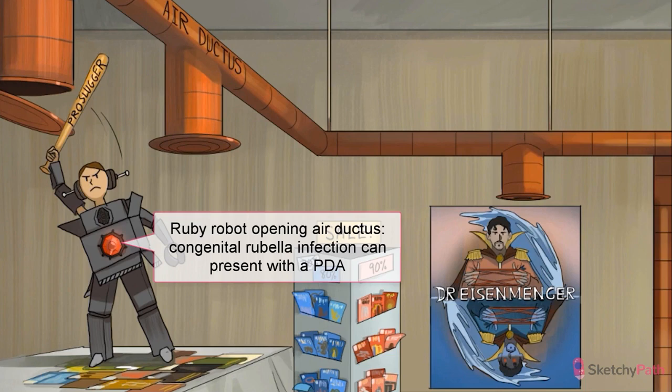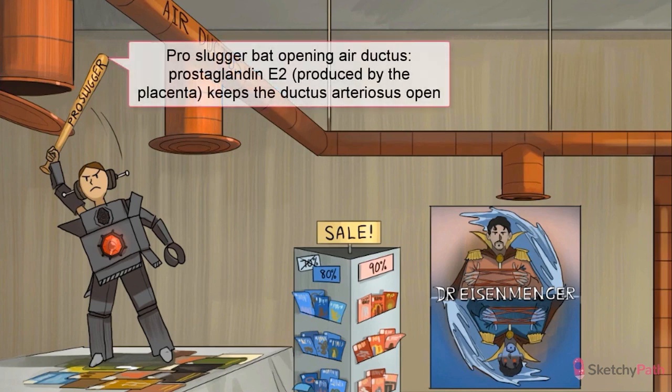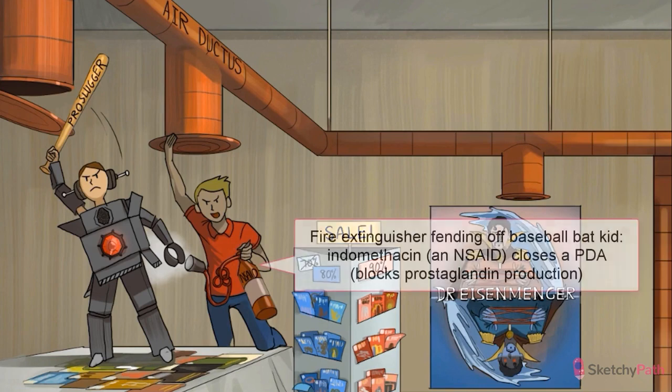PDA is also more common in preterm infants. During gestation, the placenta produces prostaglandin E2, which keeps the DA open. Just like Ductus Prime here, keeping that duct open as he wields that prostaglandin pro-slugger bat. After birth, there's a rapid decrease of prostaglandins reaching the baby, and the ductus arteriosus closes in 1 to 2 days. If PDA is the only defect present, administration of indomethacin should be enough to close it. Because indomethacin is an NSAID, it blocks prostaglandin production. And as usual, it's represented by our anti-inflammatory NSAID fire extinguisher.